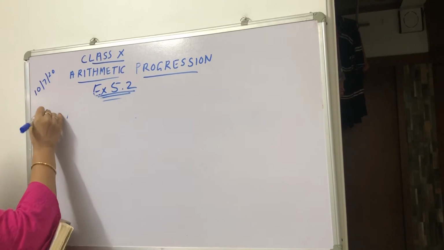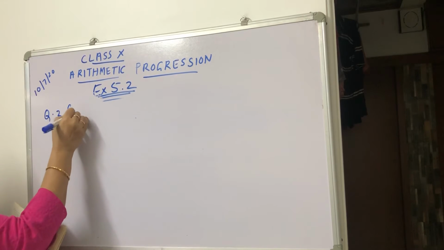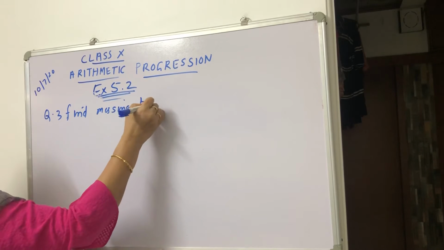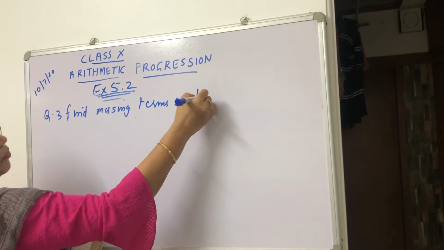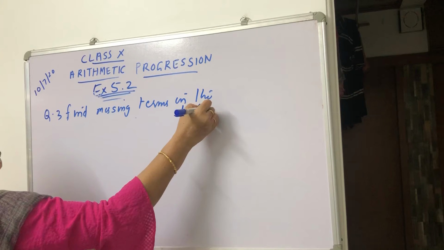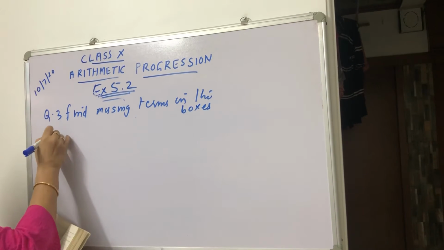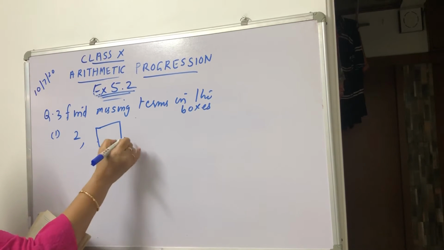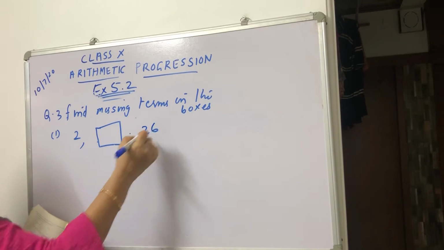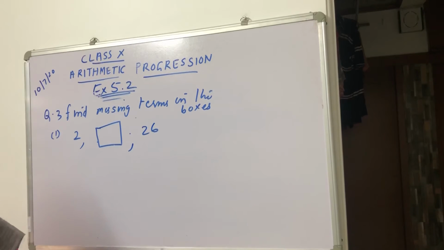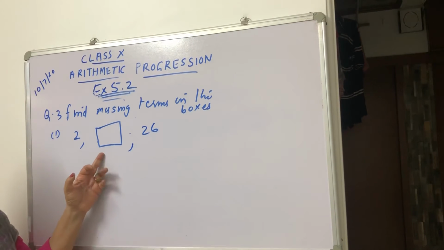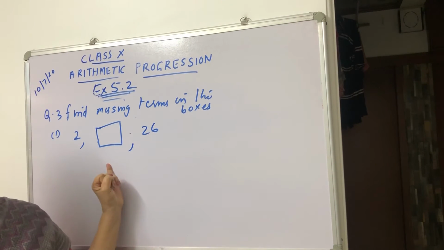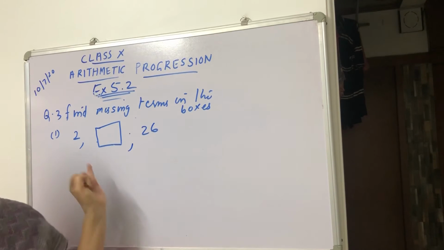Now the next question, number 3. Find the missing terms in the boxes. First one is 2, and this is 26. Just now I told you one method. What is that? If A, B, C are in AP, B is equal to (A plus C) by 2.